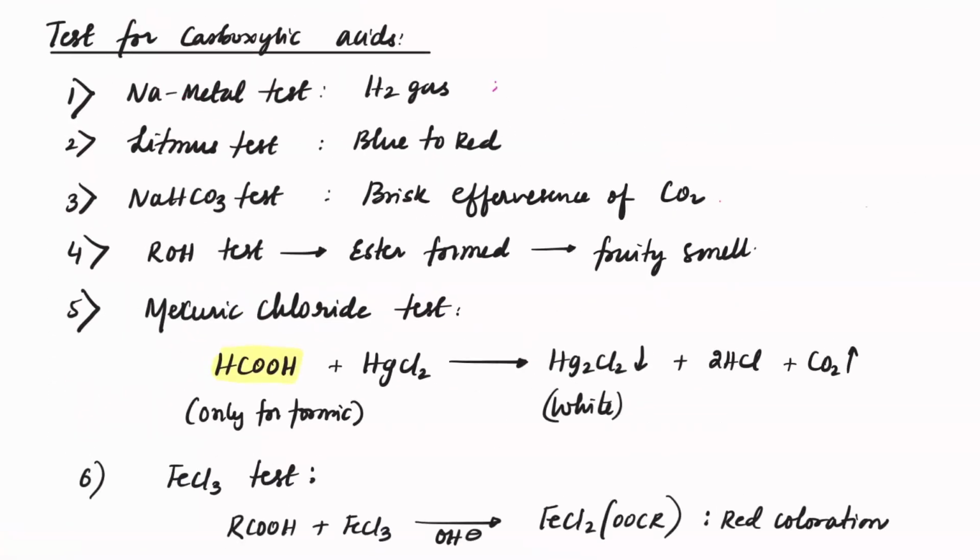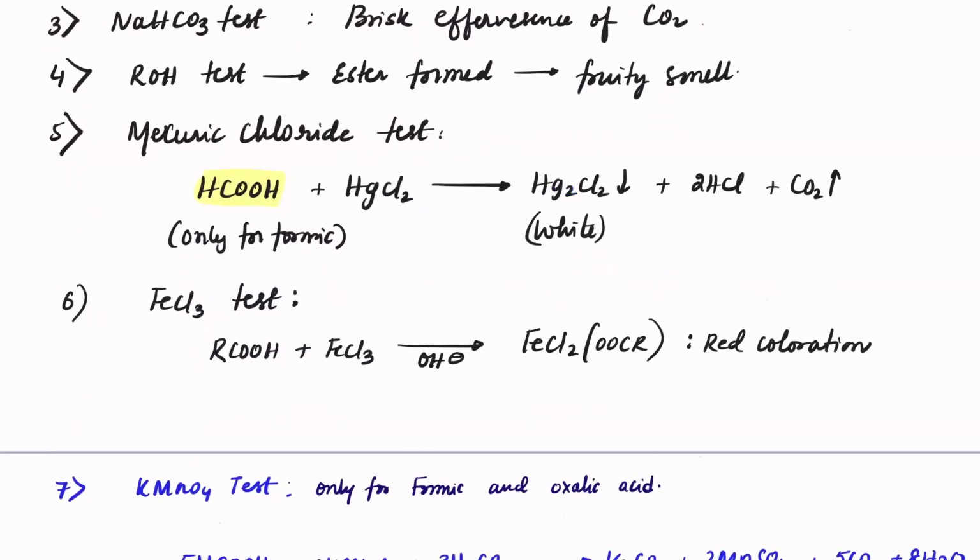Next. What is a test for carboxylic acid? See, if you react with sodium metal, it will give you hydrogen gas. Litmus test, it will convert blue litmus paper to red color. Sodium bicarbonate test, it will give brisk effervescence of carbon dioxide. Alcohol test, which means if you add alcohol, it will convert into ester, and esters have fruity-smelling vapors. Mercuric chloride test is only observed in the case of formic acid. If you treat with HgCl2, it will become Hg2Cl2 white precipitate with HCl and CO2. FeCl3, okay.